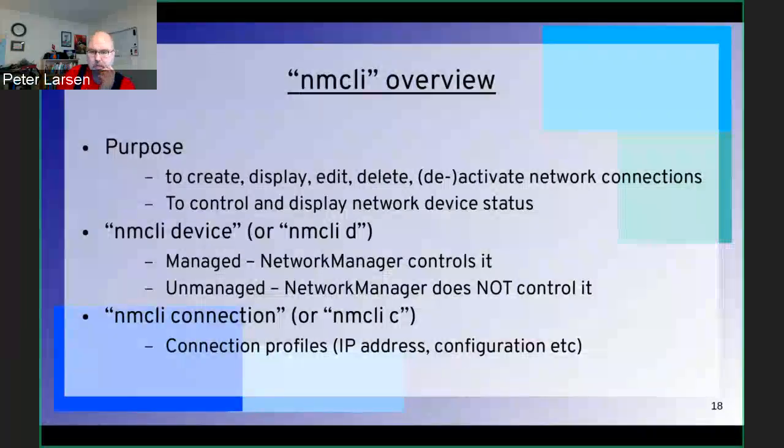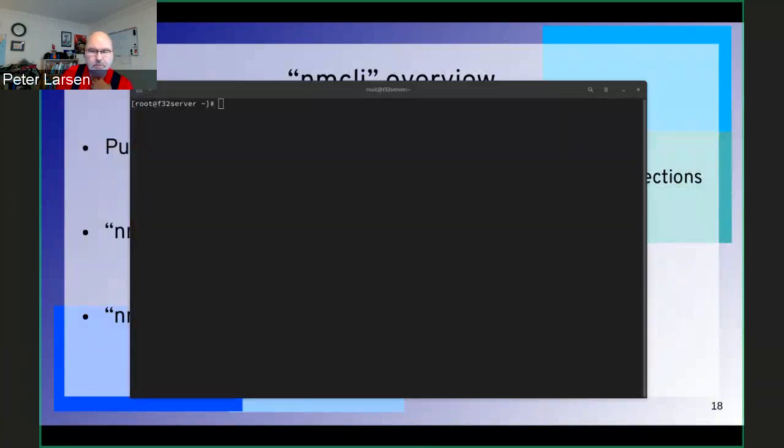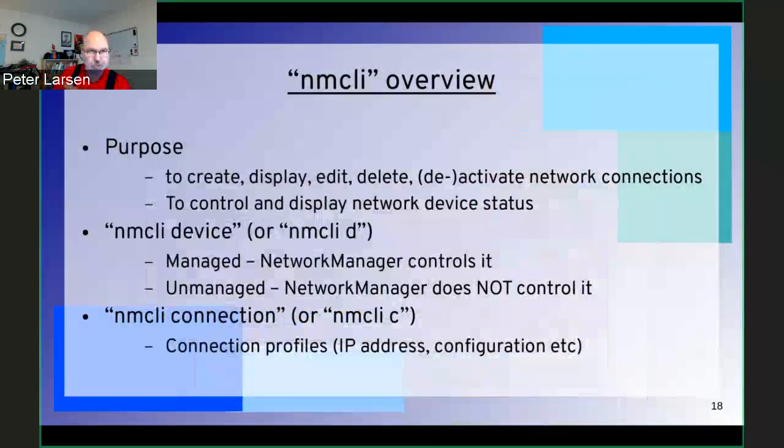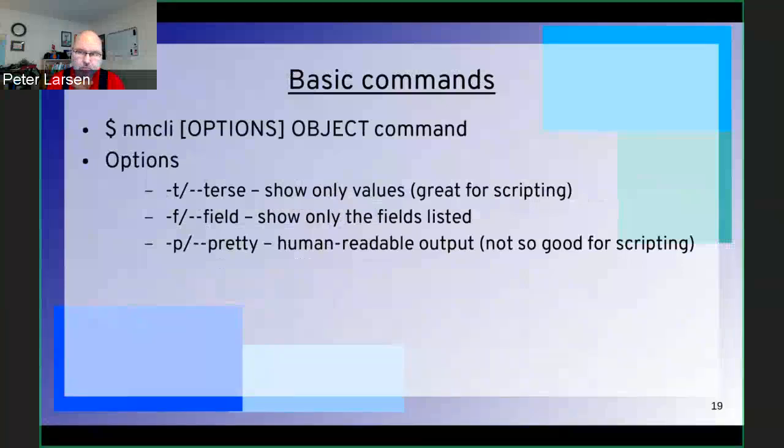The connection, when we say nmcli connection, what we're talking about is the connection profiles, the configuration of how we want this network to work. There are a few options you can put in front of the object. These are not all of them, but these are the ones I thought were the most important.